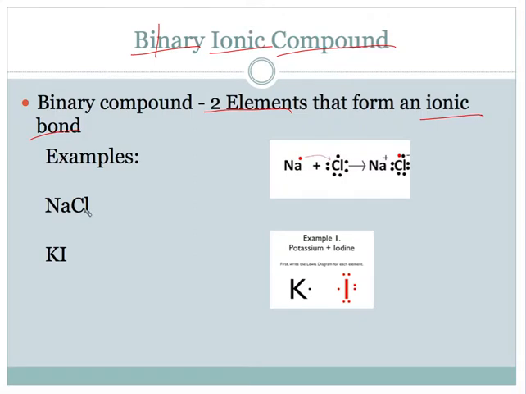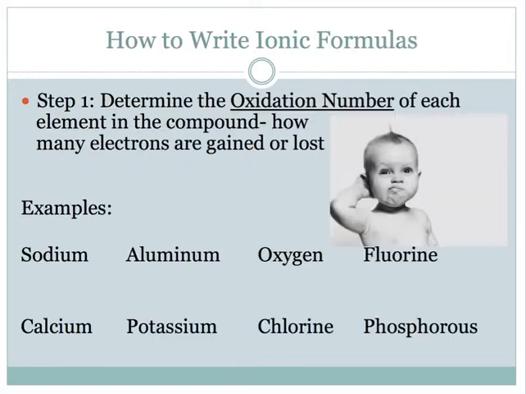Example, NaCl, KI. So this is sodium and chlorine. Sodium is going to donate its electron, form an ionic bond here. Potassium and iodine. So potassium is going to have a positive charge. Iodine is going to gain that electron, have a negative charge. They're going to come together as well. So those are binary ionic compounds.